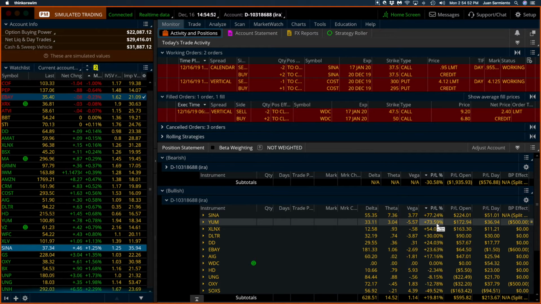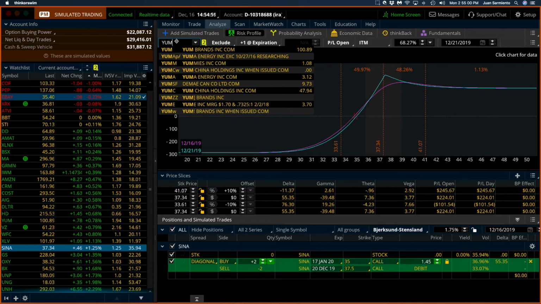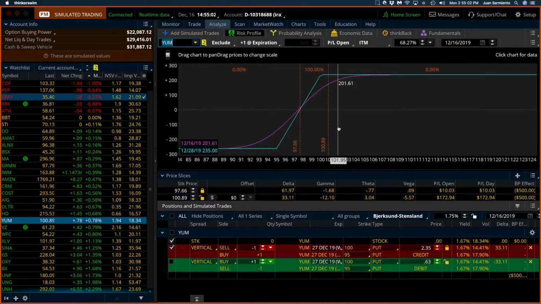That's 73% P&L on that. Let's see, analyze and enter YUM. In this case, we are 2 weeks to expiration. This is a short put spread, which is bullish, or you can call it a bull put spread. Some people call it that. And we are right here. My maximum profit is 235 and my current is 172.